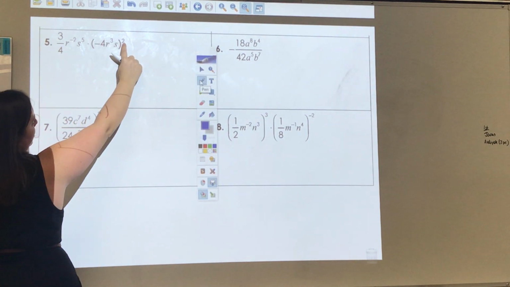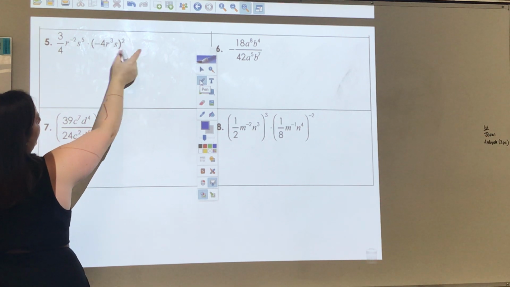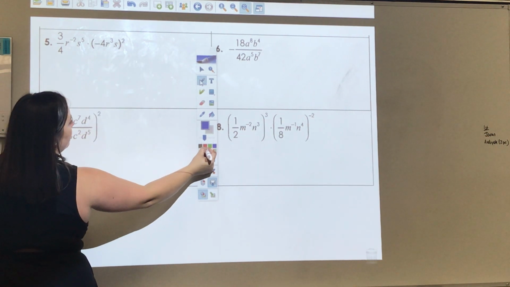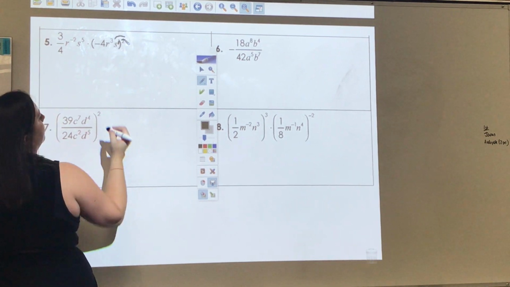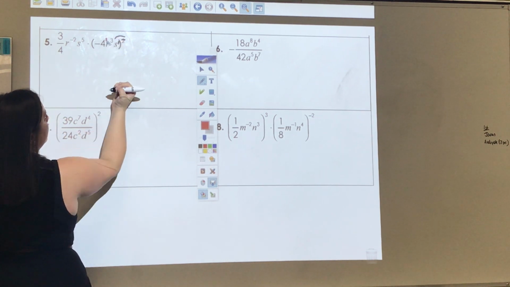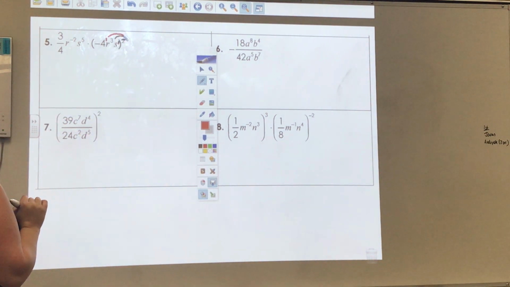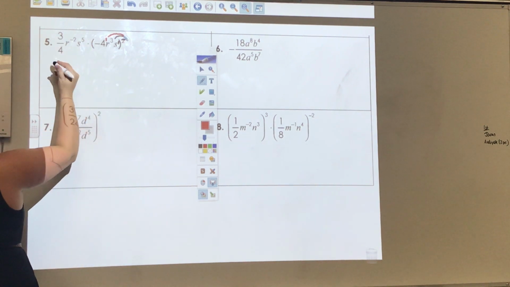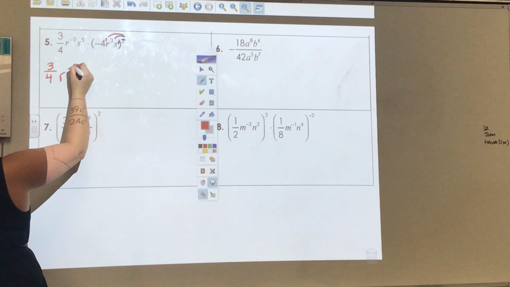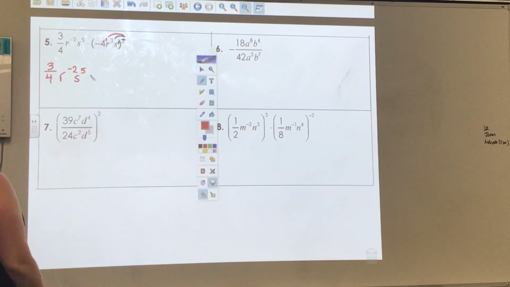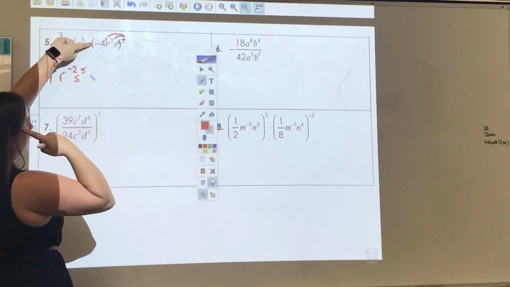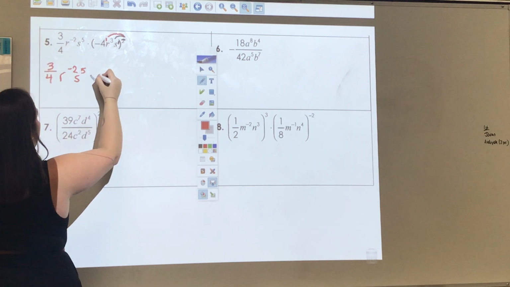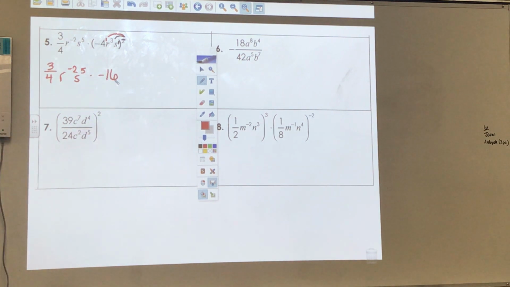The first thing we need to deal with is this right here. If you have an exponent on the outside of a parentheses, you need to deal with that first. So we need to put a 1 here and multiply like this. Don't forget, this one has a 1 too. So that one gets multiplied by that 2 also. Okay. So this is all going to stay the same. We got 3/4 r to the negative 2, s to the 5th times negative 4 raised to the second power. I'm just going to do that in my head. Negative 4 raised to the second power is going to be negative 16. What number is this?